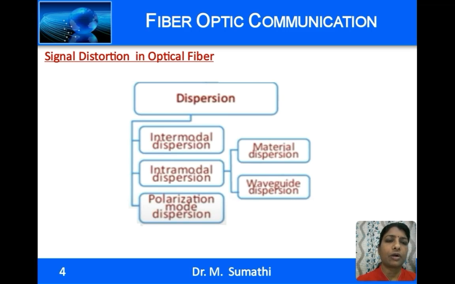Next we shall see the causes or the different types of dispersion. Dispersion can be grouped as intermodal dispersion, intramodal dispersion and polarization mode dispersion. Intermodal dispersion is dispersion between the various modes, and intramodal dispersion is dispersion within a mode, which can be further classified as material dispersion and waveguide dispersion. And then we have polarization mode dispersion. First we shall discuss what each dispersion is, and then we will look into the mathematical analysis of them.